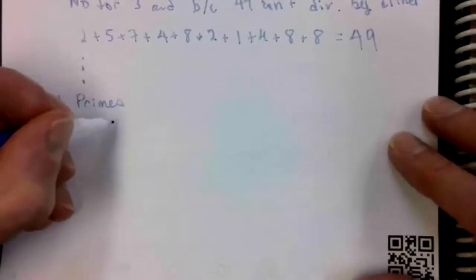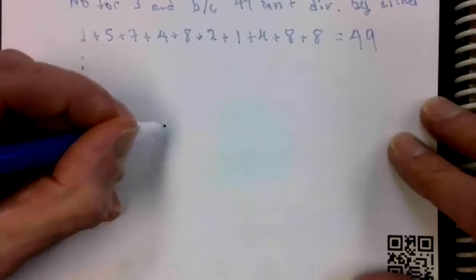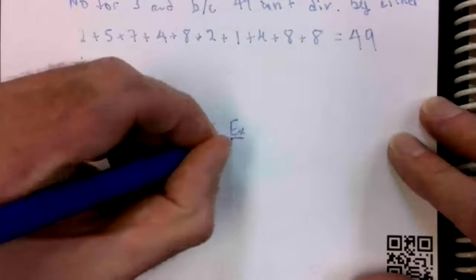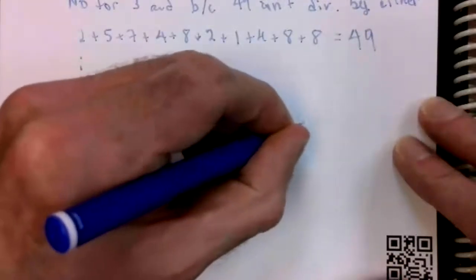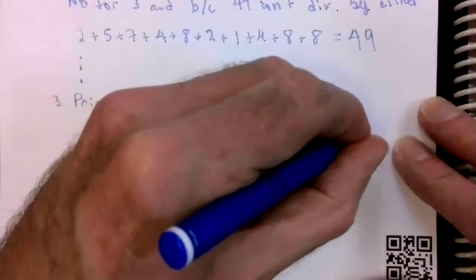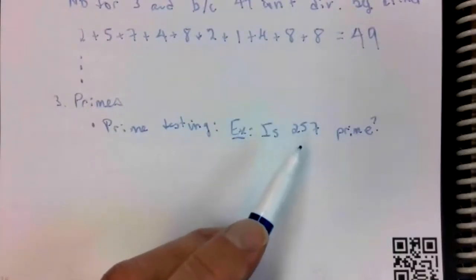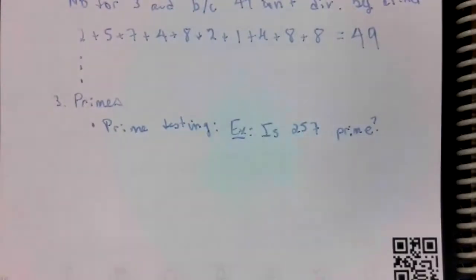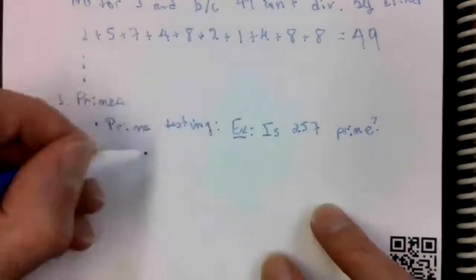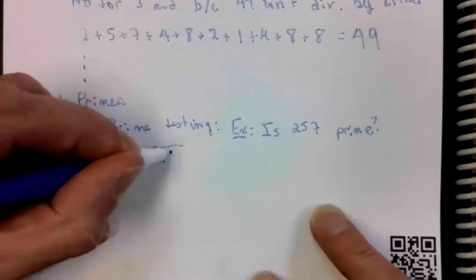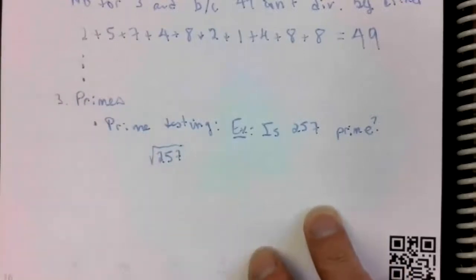So things to know about this. Prime testing. So for example, is 257 a prime? That number, I might ask you whether it's prime. Now, how do we know when to stop? Right, so we need to estimate this number right here, 257. I need an estimate for this.